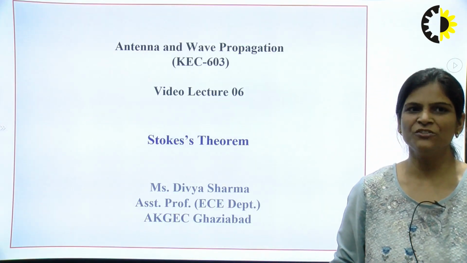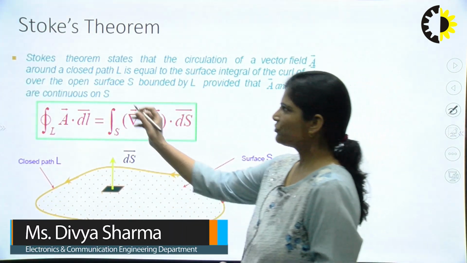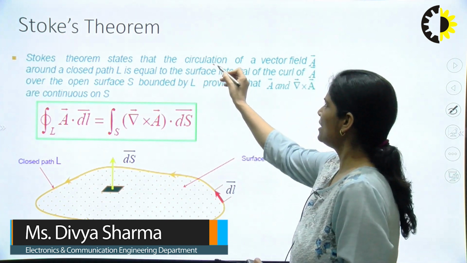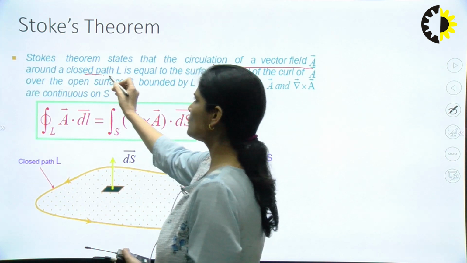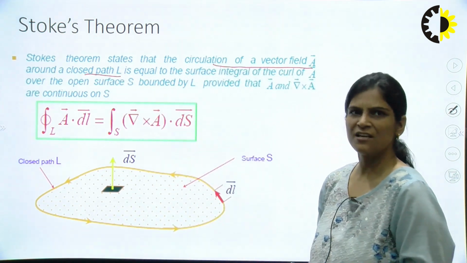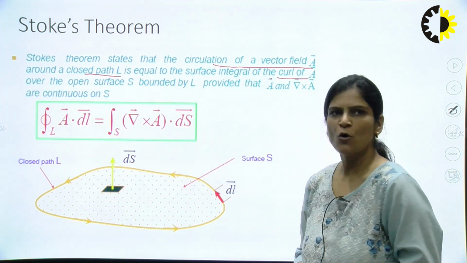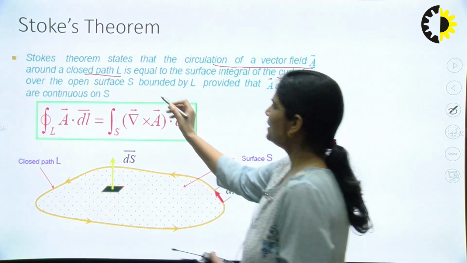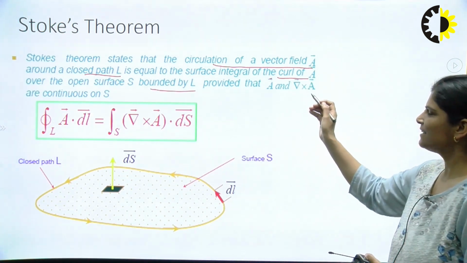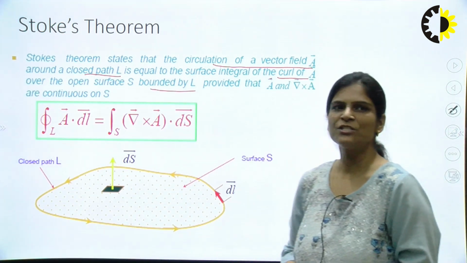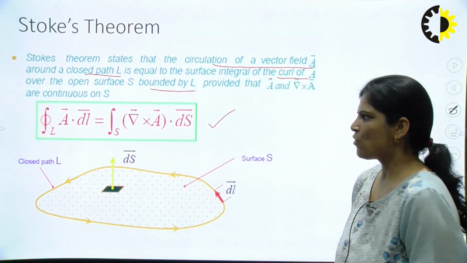Now today's video lecture is on Stokes theorem. Stokes theorem states that the circulation of a vector field A around a closed path L is equal to the surface integral of the curl of A over the open surface S bounded by L, provided that vector A and del cross A are continuous on S. S is a surface. Now this is the formula of Stokes theorem.